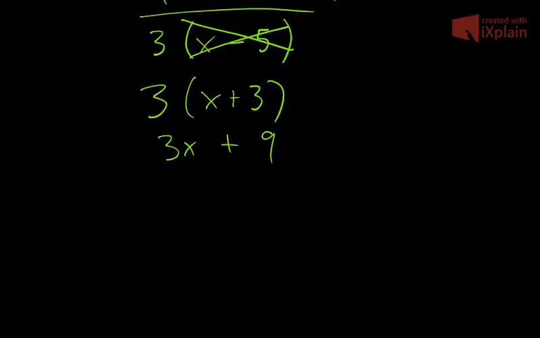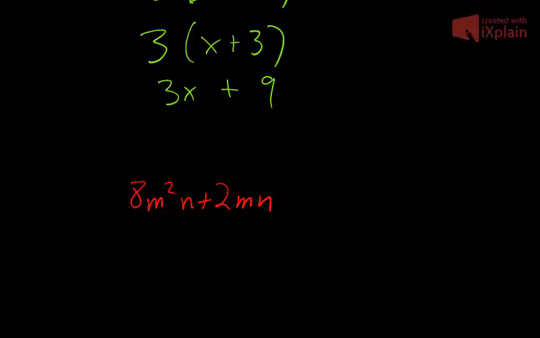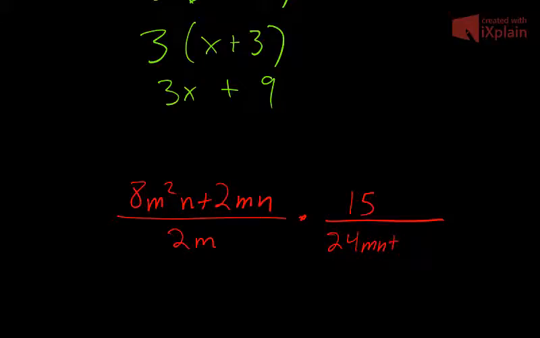We're going to do one more that's going to be a little bit stranger. That's all right, and we will work it out. I think this one is going to prove very, very pretty for us. So I have 8m squared n plus 2mn, divided by, let me do this in a different color, I'm sorry about that. All right, 8m squared n plus 2mn divided by 2m. Whole bunch of things going on here. I'm going to multiply that by the rational expression 15 divided by 24mn plus 6n.